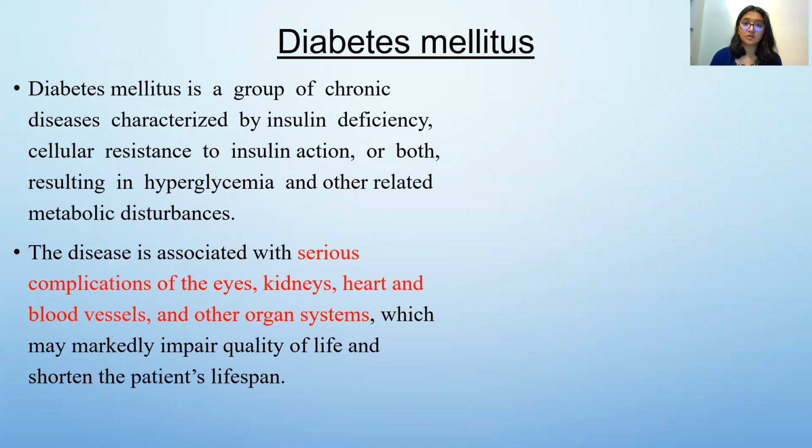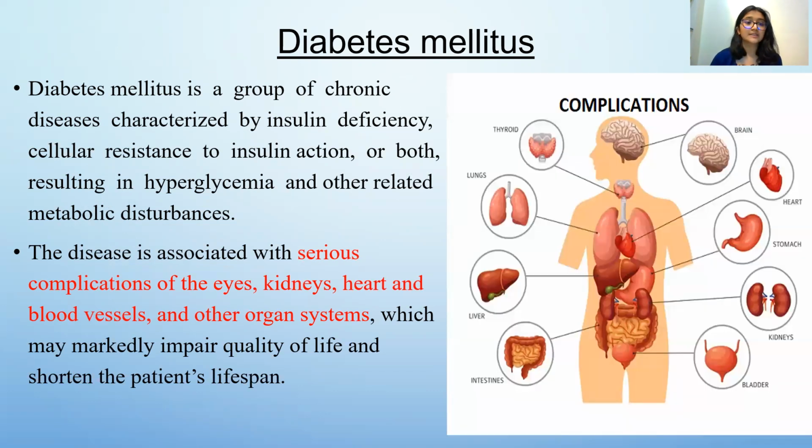Now, coming to our main topic, that is diabetes mellitus. As we all know, it is a group of chronic diseases characterized by insulin deficiency, cellular resistance to insulin action, or both, resulting in hyperglycemia and other related metabolic disturbances. The disease is associated with serious complications of the eyes, kidneys, heart, and blood vessels and other organ systems which may markedly impair quality of life and shorten patients' lifespan.